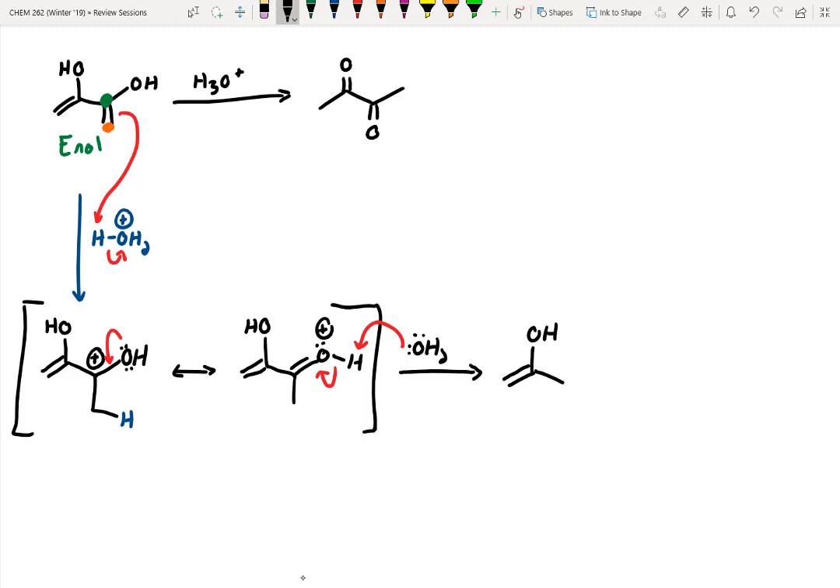Okay. So now we're halfway there. We've also regenerated our hydronium ion, so we've got more acid around. So really this will just repeat itself, but with the other alkene.